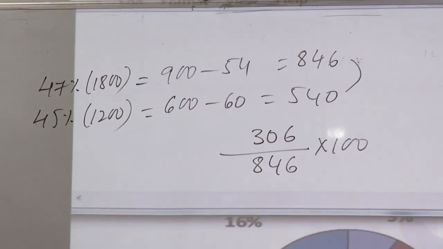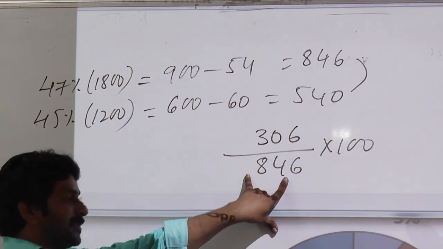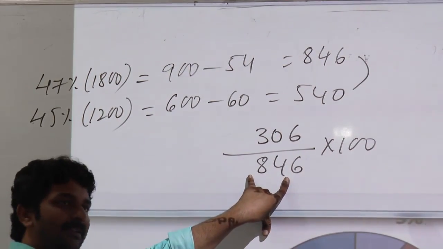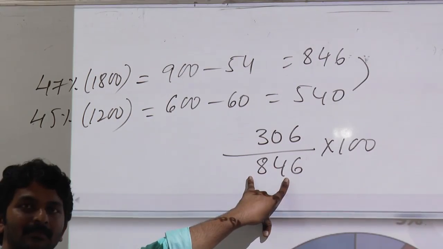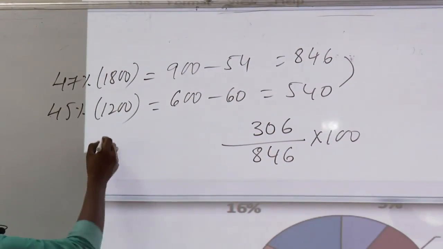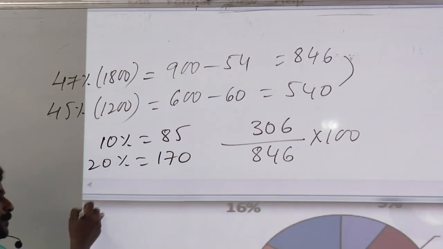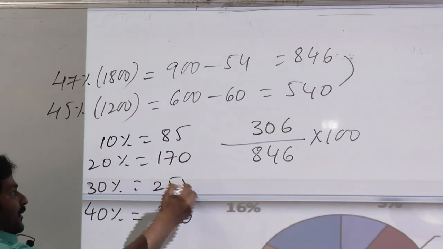It asks about the nearest integer. Look at your options first. Options are very close to 30, then 35, and then 40. So let me first go for 30% or 40%, one and the same. 10% is 84.6, near about 85. 85 plus 85, 170 plus 85. 10% is 85, 20% is 170, 40% is 340, 30% is 255.